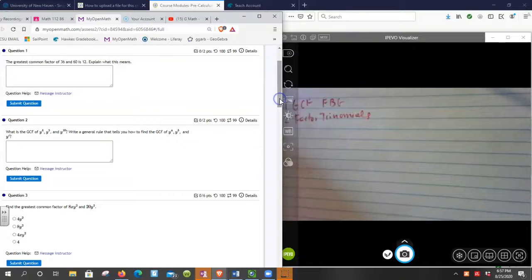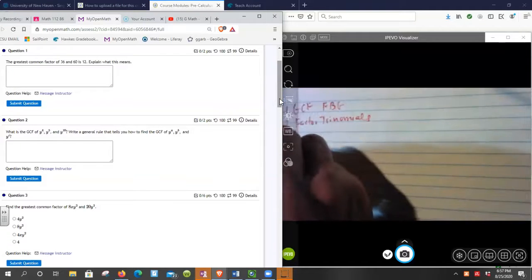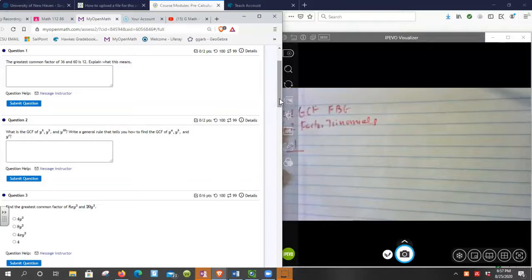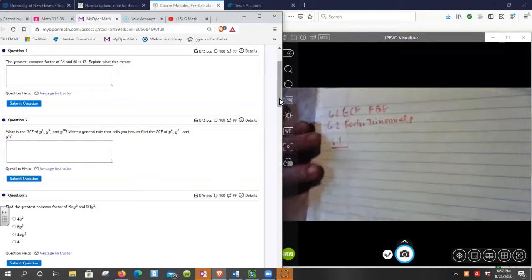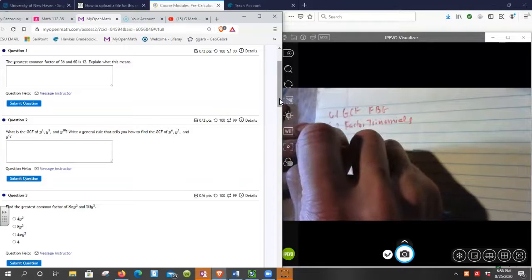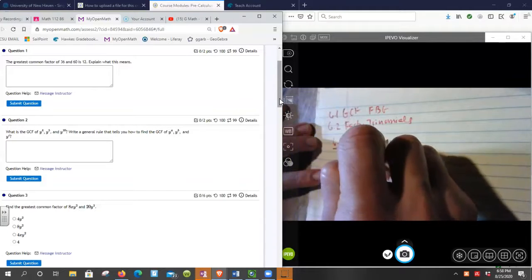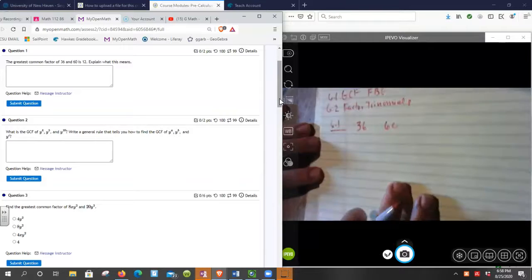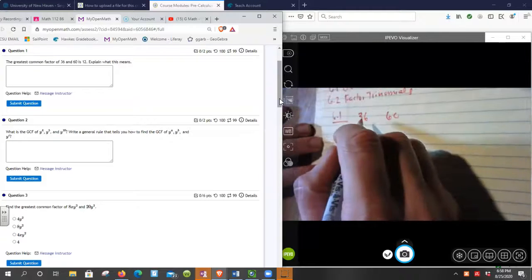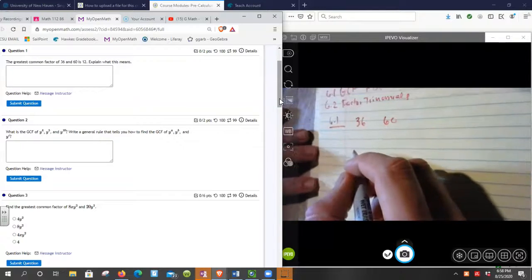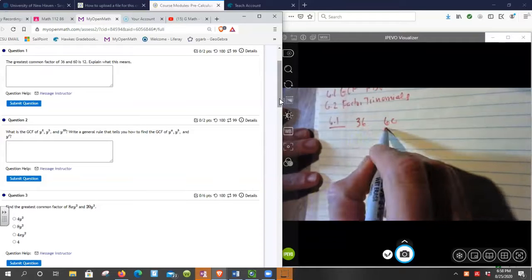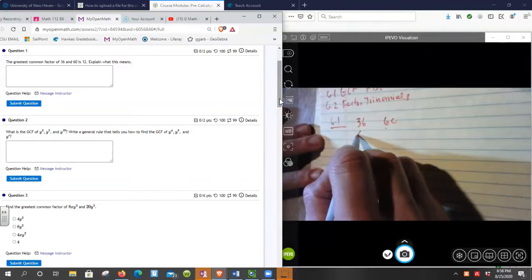So you're looking for the greatest common factor. Let's say this is 6.1. You're looking for the greatest common factor of 36 and 60. You're breaking that down into smaller numbers. The greatest common factor is the largest number that goes into both terms, so you want to break that down by using the factor tree.